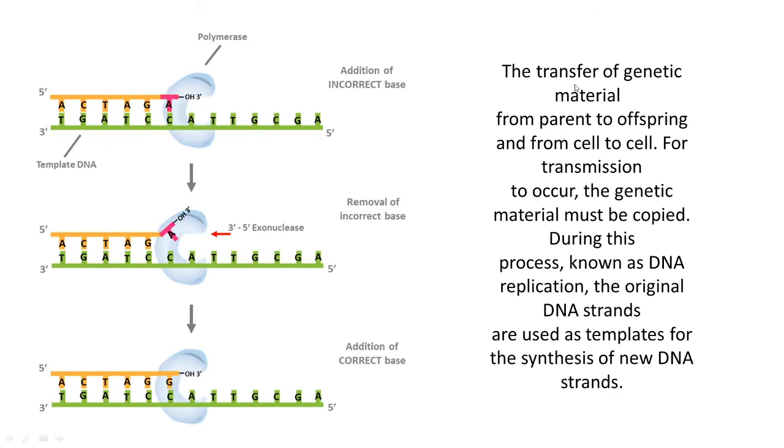So the transfer of genetic material from parent to offspring and from cell to cell, for transmission to occur, the genetic material must be copied. What must be copied? The genetic material. So the gene, DNA present within a gene, we can say that.